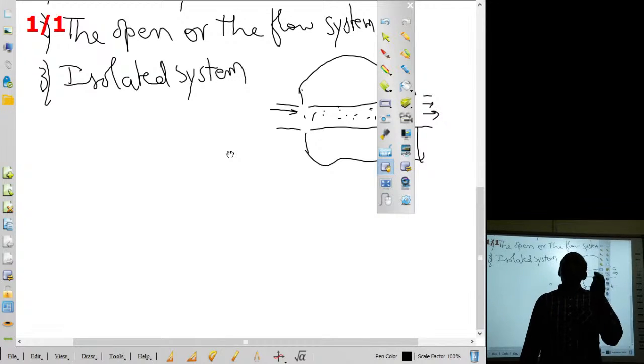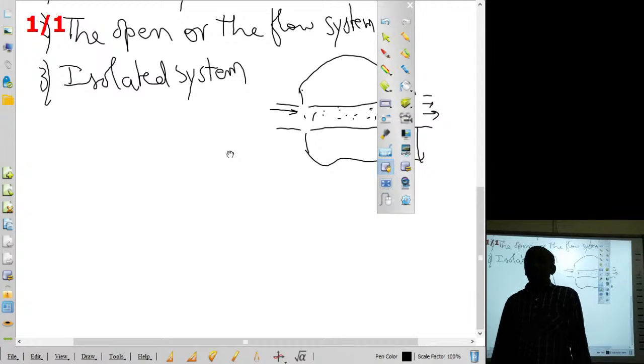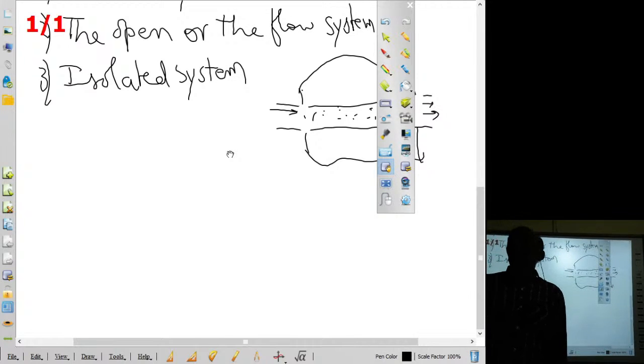Let it be in any form. The total energy is remaining inside. So here, no mass transfer, no energy transfer. So that is a good example for an isolated system.